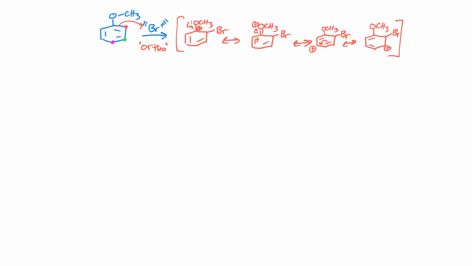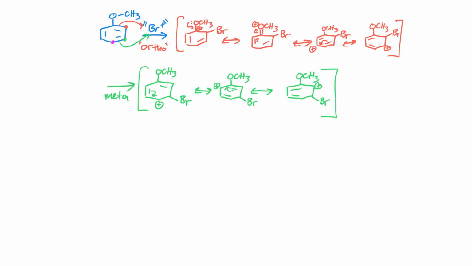Let's compare that to what happens when we do meta substitution at the green position on our ring here. And again, I'm going to pause the video, draw a few resonance structures, and come right back. So here I have 3 resonance structures. You can see that I added the bromine at this meta position. I made the first cation at the bottom carbon of the ring. Then I used, again, an allylic cation resonance pattern to put the cation at the upper left carbon. Another resonance pattern puts the cation at the upper right carbon. So I have 3 resonance structures here.